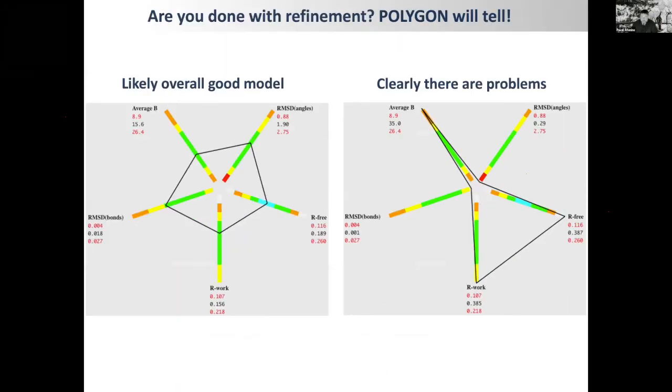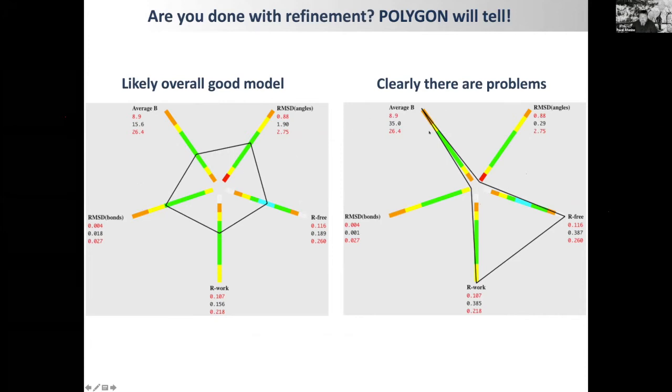So just to reiterate what I just said, if you've got a polygon which looks like this, that means you are very good. You are very similar to what all other final structures, by the way, are in the PDB. So you may want to look into local details and map fittings and such, but that means you don't have anything outstanding in your structure at this point.